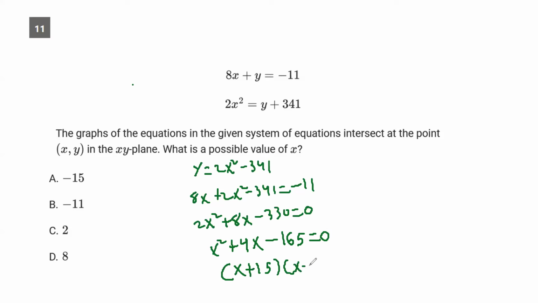x minus 11 equals 0. And this gives us x equals negative 15, right? And positive 11. So it's going to be A.